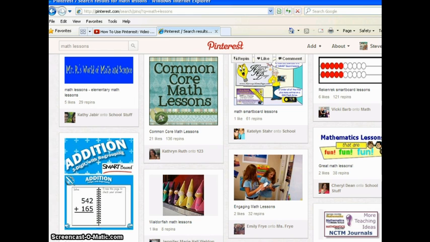Pinterest is a pin board, and I typed in math lessons and saw what came up. This particular lesson has 136 pins, and I can repin it. I can say I like it, or I can make a comment on it. Look how popular some of these are. This one over here has 1 like and 8 repins. I'm probably not going to look at it.